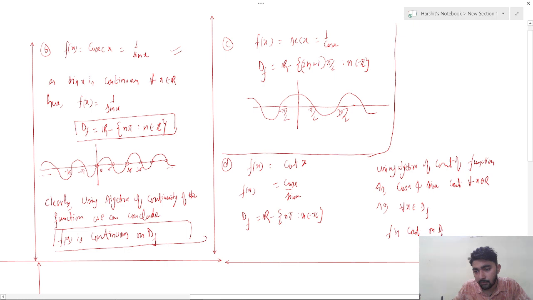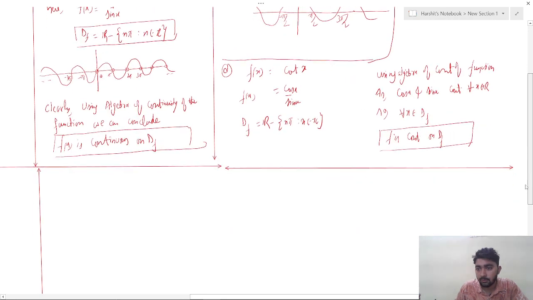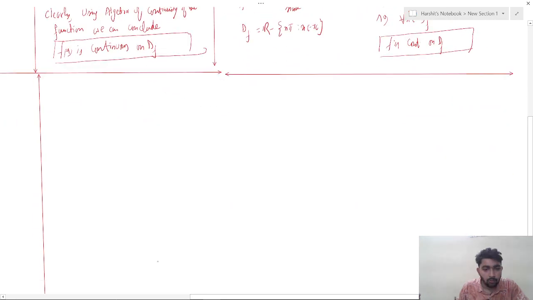On Df. Why so? Because you already know that we need to remove all those points on which f is not defined for the continuity of the function. I hope you understand this question. Move on to the next question.